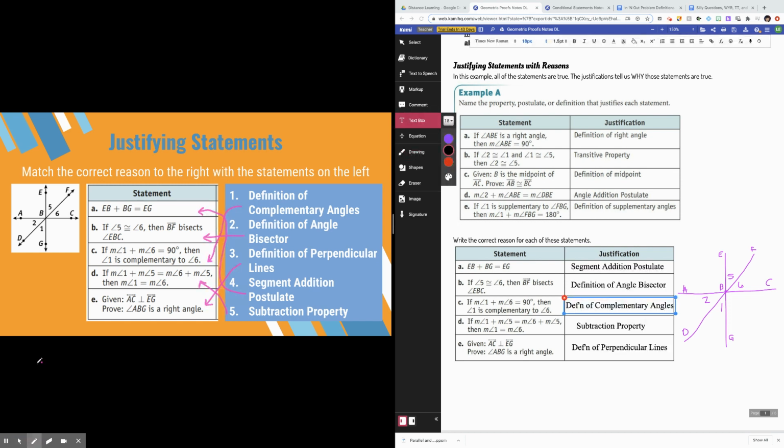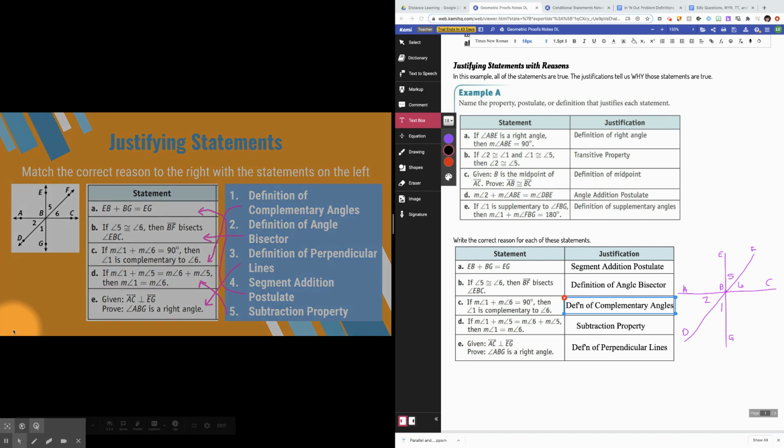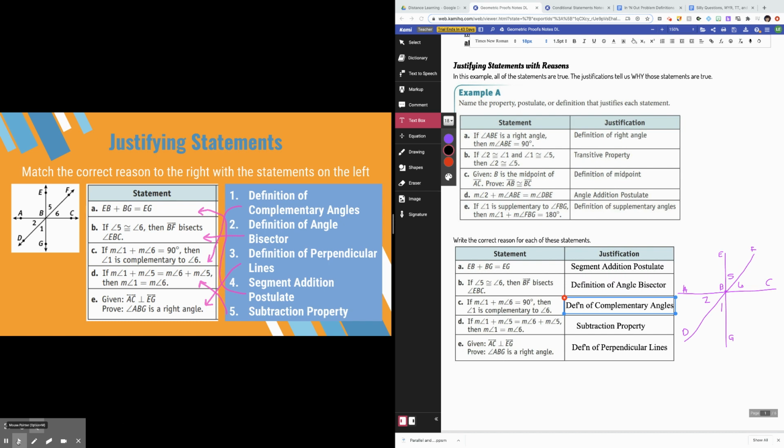All right, go ahead and check your answers against mine. The reason for A was the segment addition postulate. If you look at the picture, you have EB right here plus BG, which equals the whole thing, EG. So you're adding part plus part equals whole. That is the segment addition postulate.